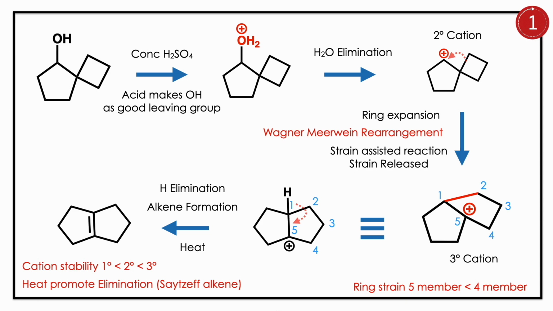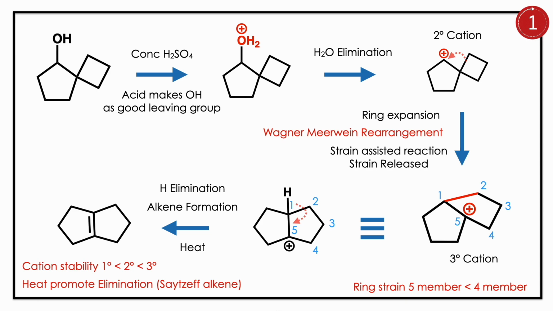First step will be obvious: elimination of OH as water because you are using acidic condition. Acid makes the alcohol a good leaving group. Then you have a cation on the carbon, which is a secondary cation. Then the ring expands because the 4-member ring is a high strain system. So the 4-member ring becomes a 5-member ring by ring expansion. During the ring expansion, the cation becomes tertiary. So ring strain is relieved.